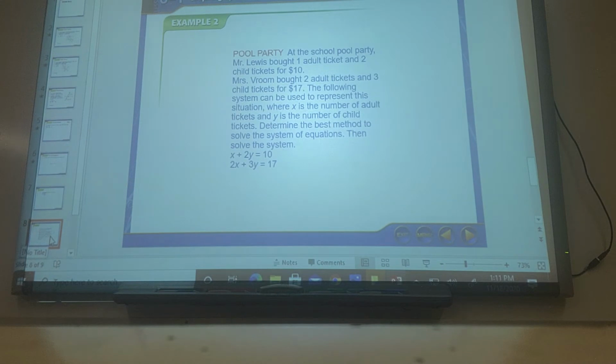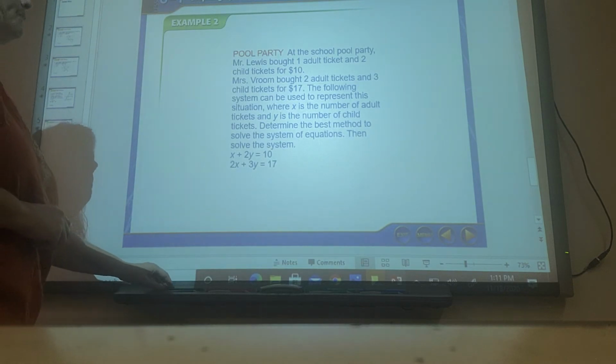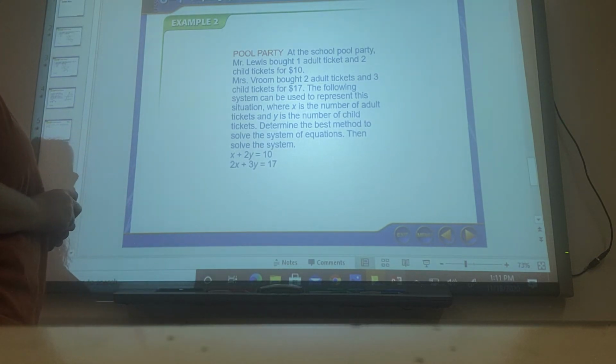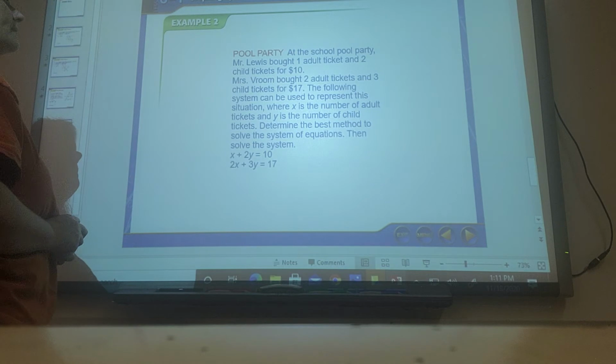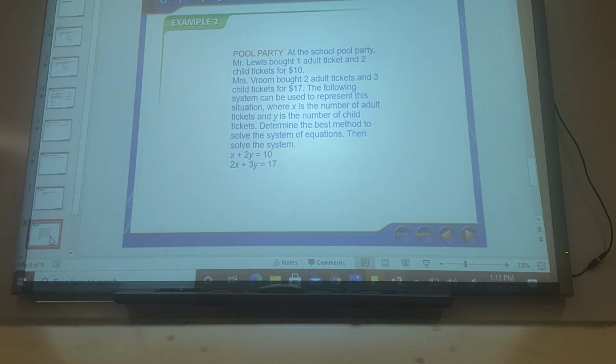Next, we did some story problems. At a school pool party, Mr. Lewis bought 1 adult ticket and 2 children's tickets for $10. Mrs. Vroom bought 2 adult tickets and 3 child tickets for $17. The following system can be used to represent the situation where X is the number of adult tickets and Y is the number of child tickets. Determine the best method to solve the system of equations, then solve the system.